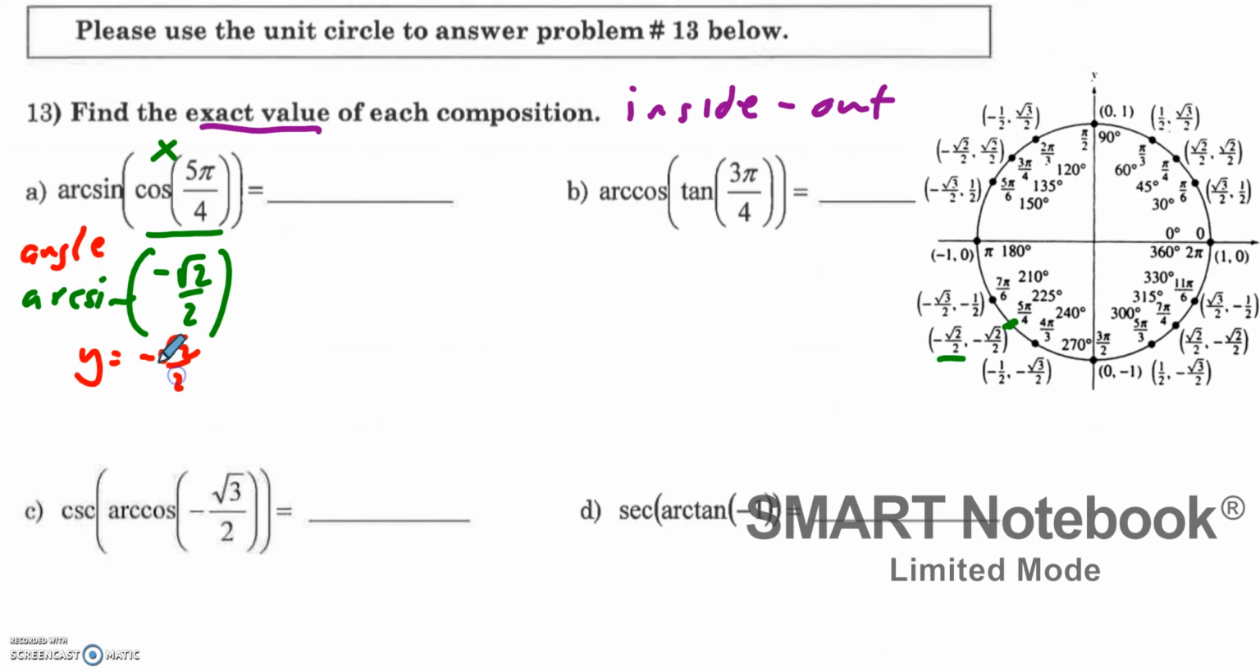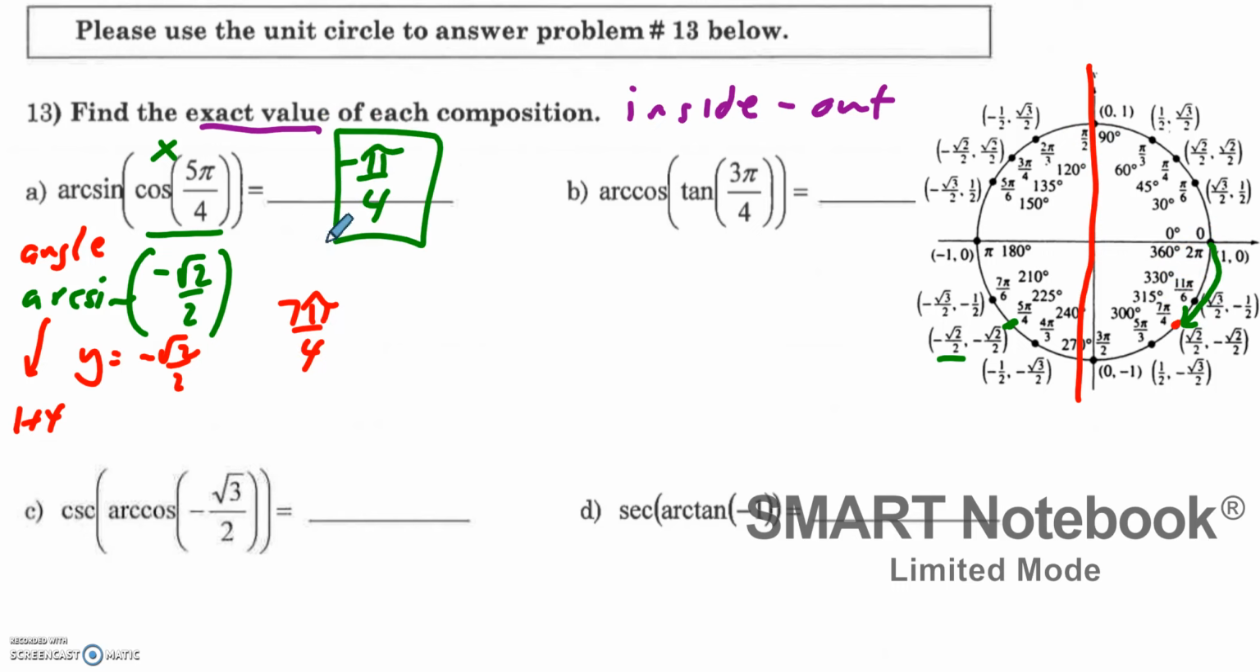But I'm still trying to find the arcsine, or the angle, where the y value is negative root 2 over 2. Now arcsine is restricted to quadrants 1 and 4, so we're looking here and here. So where in these two quadrants is the y value negative root 2 over 2? Well, it's true at 7 pi over 4. However, like the last page, if we're restricted to these two quadrants, we have to go this direction. So instead of 7 pi over 4, the answer will be negative pi over 4 to be within the restrictions.